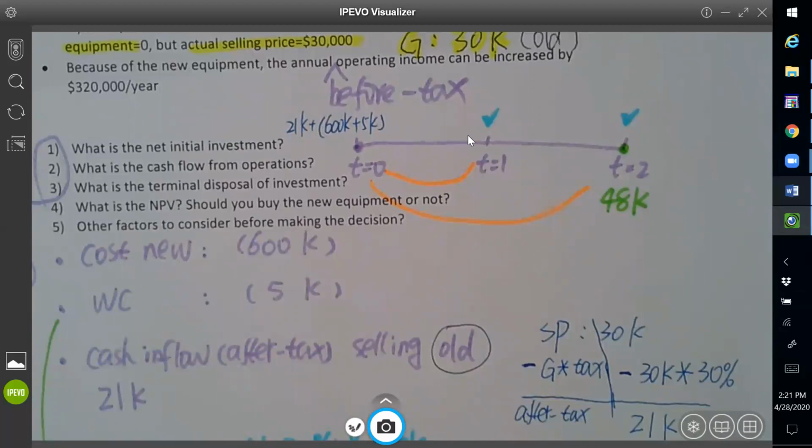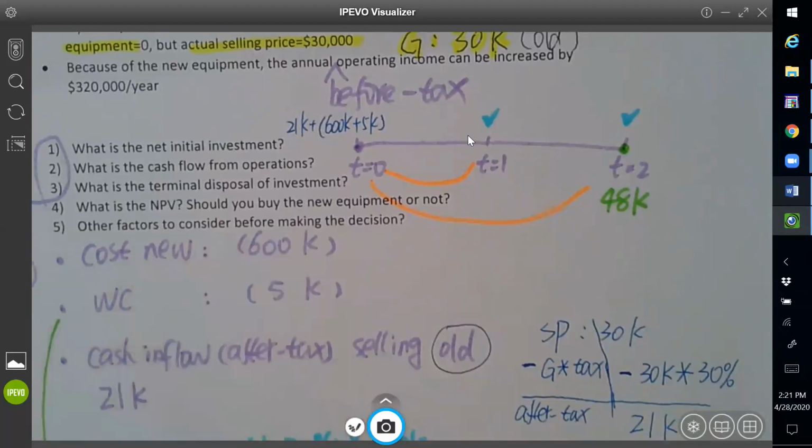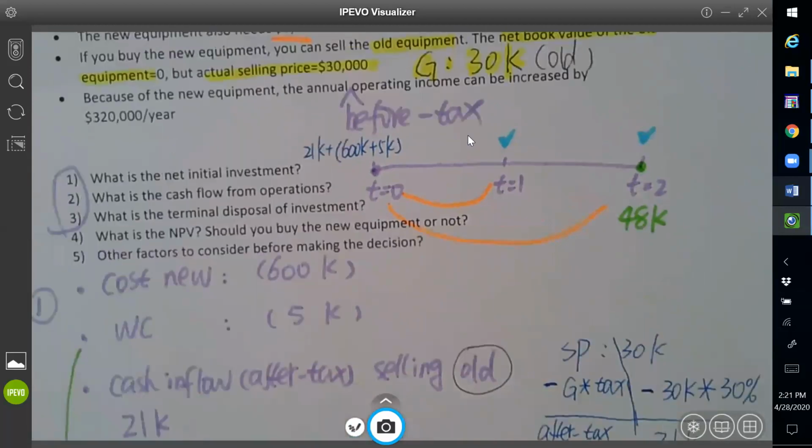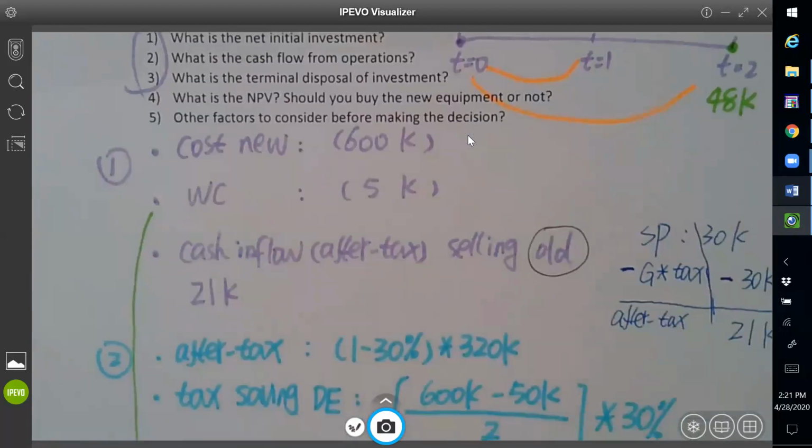And then asking about other factors to consider. So other factors, I said good thing, bad thing. You can look at the textbook. In the final exam, I would say list 3, list 4. Kind of get some idea. I don't want to repeat and waste your time. So this is how you do this problem, which will be similar for your final exam.